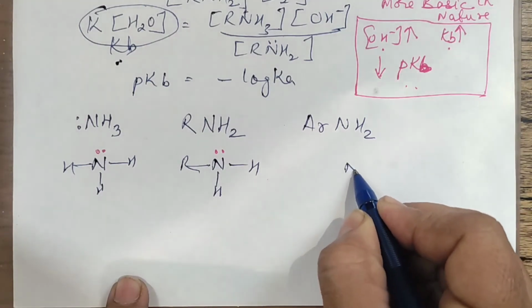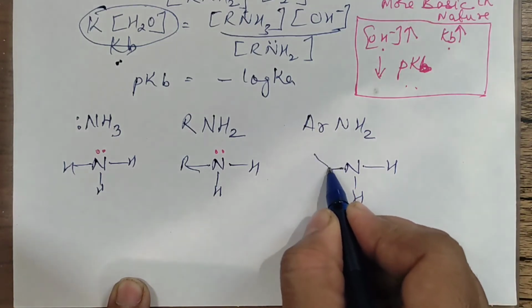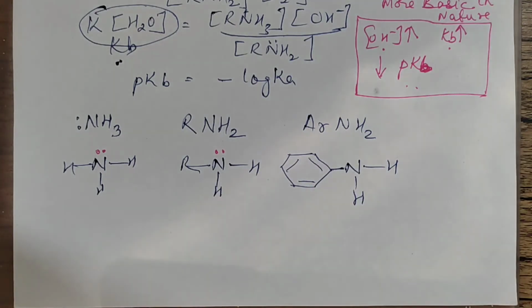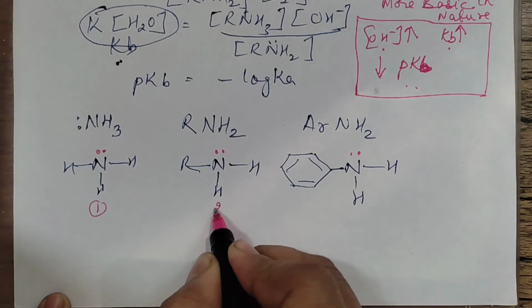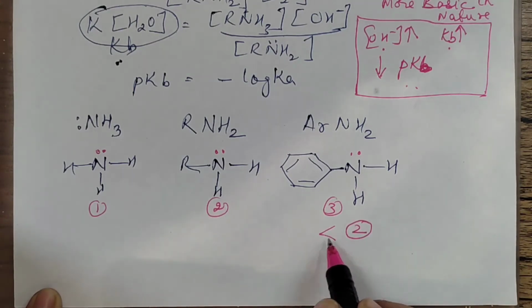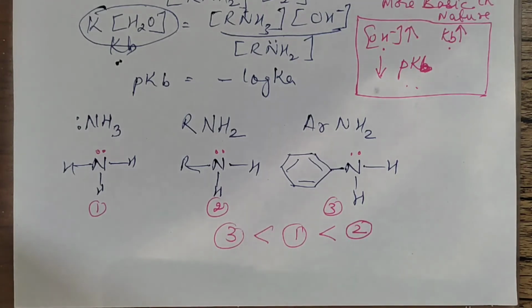And what do you have in aryl? You have N, this H, this H, and here you have a ring. I've just drawn the ring this way. There is one lone pair of electrons on N. So what will be the basic nature? If you number them as, say, this is 1, this is 2, and this is 3, and you apply whatever effects we studied in class 11, you will find 2 is most basic. Then you have 1. And the least basic would be 3, arylamine. This will be least basic.